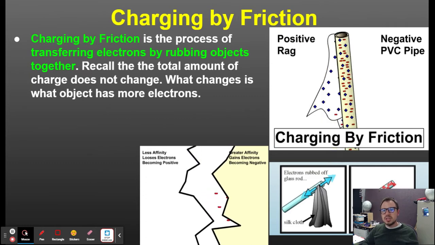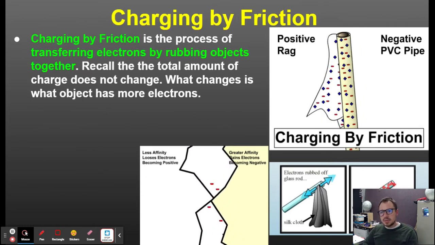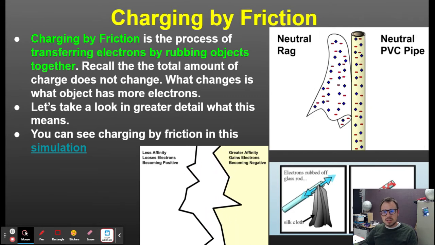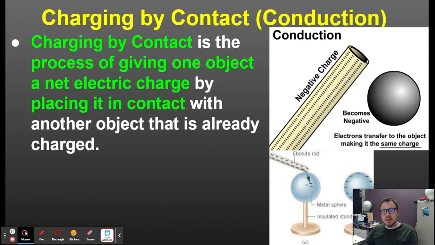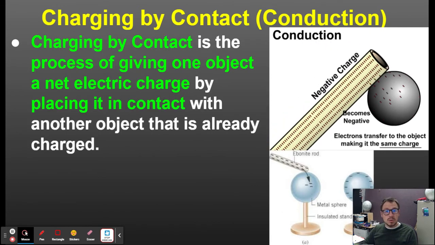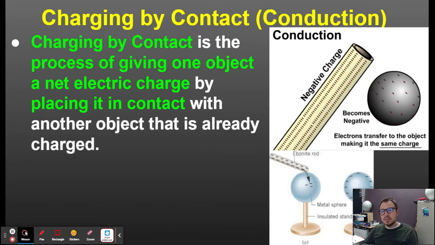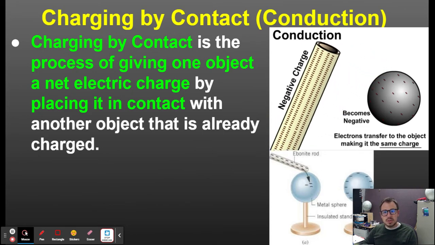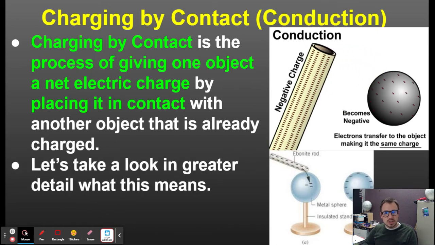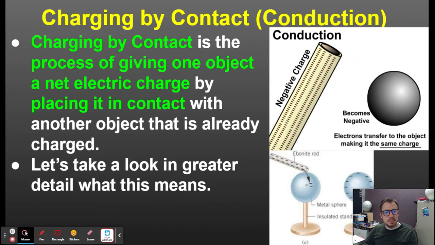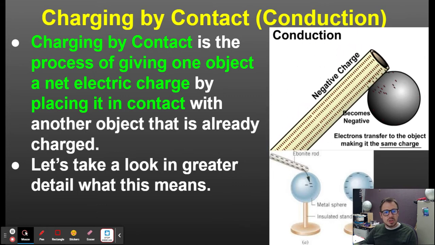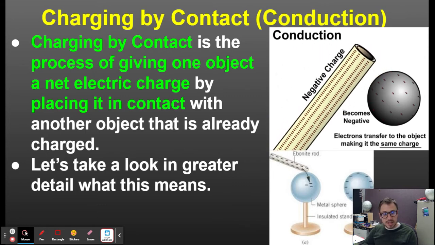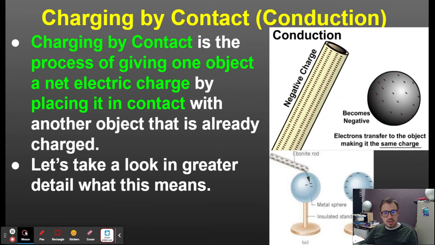All right, then we have charging by friction, in which electrons are transferred by rubbing objects together. You can see that in that simulation, but also these graphics over there. Electrons are being transferred by rubbing objects together. Now, charging by contact or conduction is a process of giving one object a net electric charge by placing it in contact with another object that is already charged. If you look at the graphic to the right, I have a negatively charged PVC pipe, and it's going to touch a metallic ball, and those negative charges spread out along the ball because they are getting away from each other. Because they are the same charge, they are repelling each other.